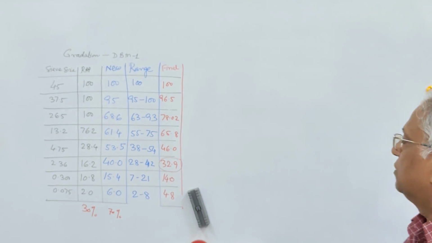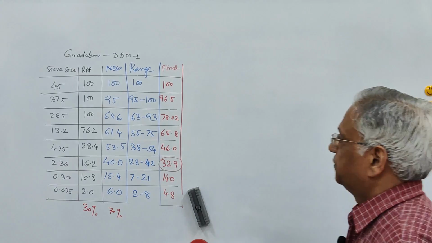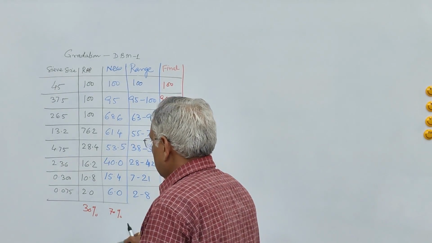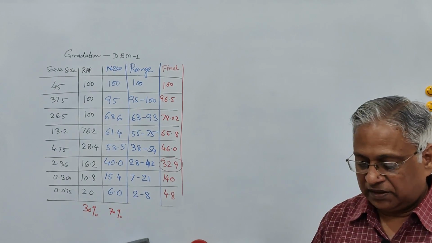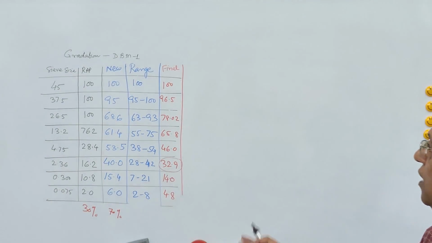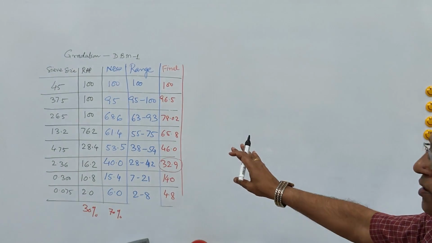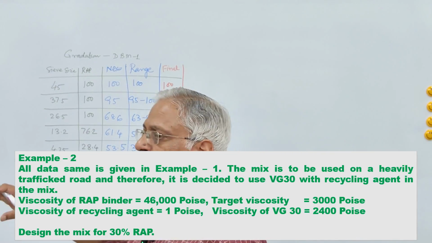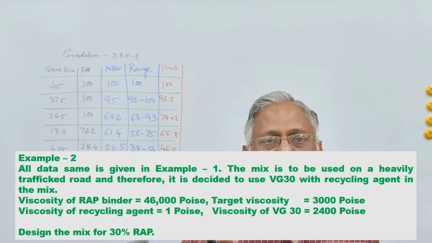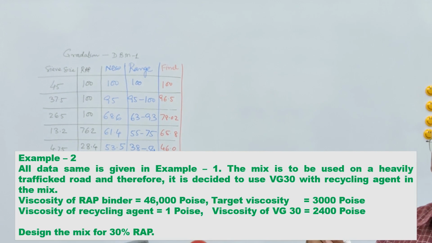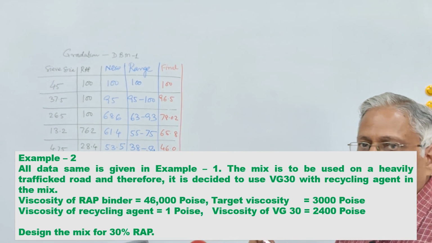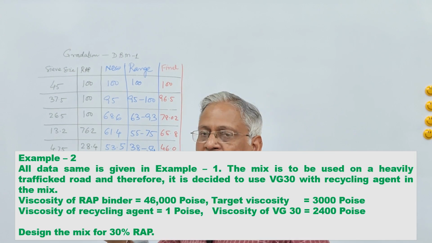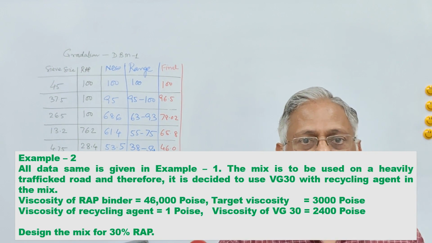Now let me just change this example slightly. Now all data are same, that is the mix is to be used, 30% wrap is to be used in DBM1. The only difference is now that this mix is to be laid on a heavy trafficked road. That engineer has decided that VG30 binder is to be used along with Rejuvenator.